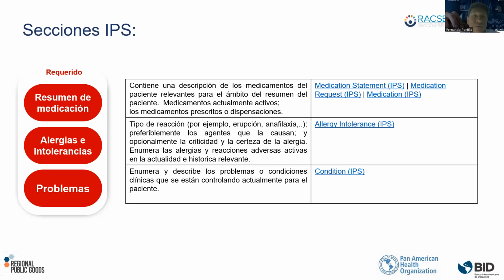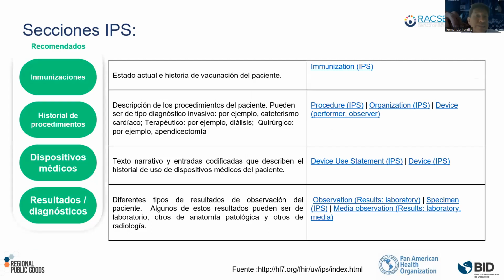So remember, on the right-hand side in blue, this is what we have as a resource in FHIR. And what we have in parentheses is because they have been specifically profiled for the standard. So the resources were taken as the basis, and then they were adjusted for these particular sections of the standard. These are the mandatory ones, recommended ones. Well, again, here we have immunizations, that is to say vaccines, current state, and the patient vaccination history. And there's a resource there called immunization.